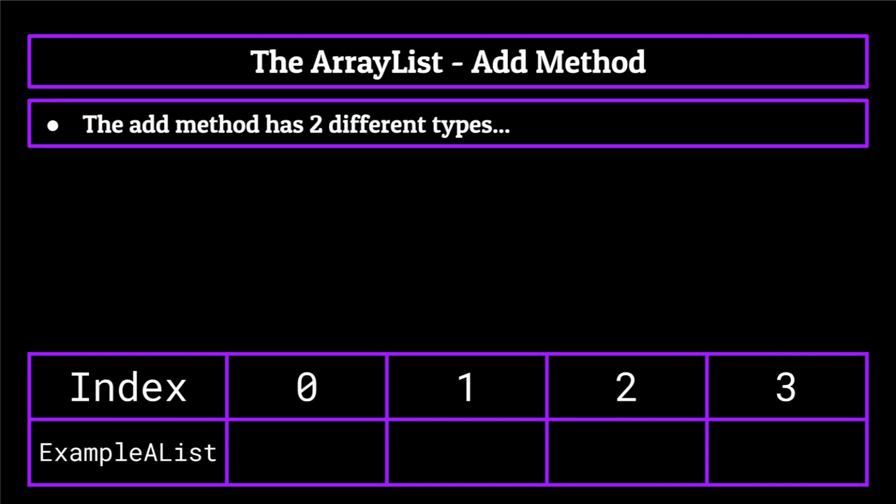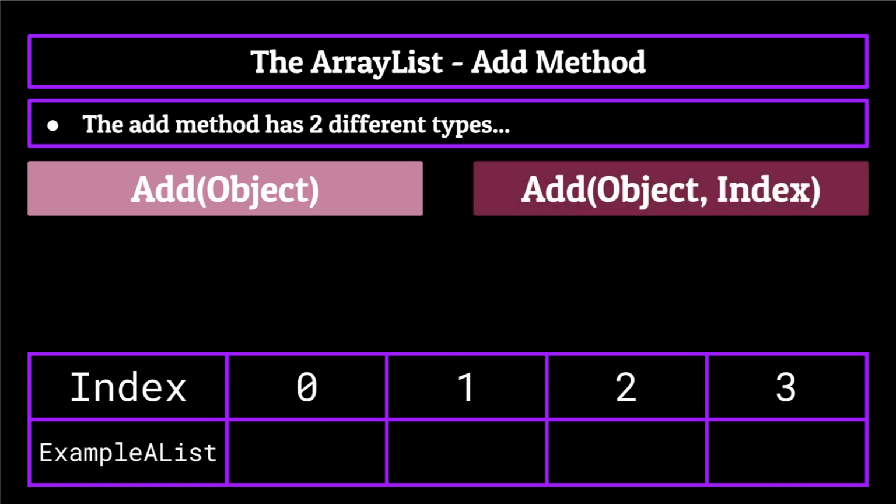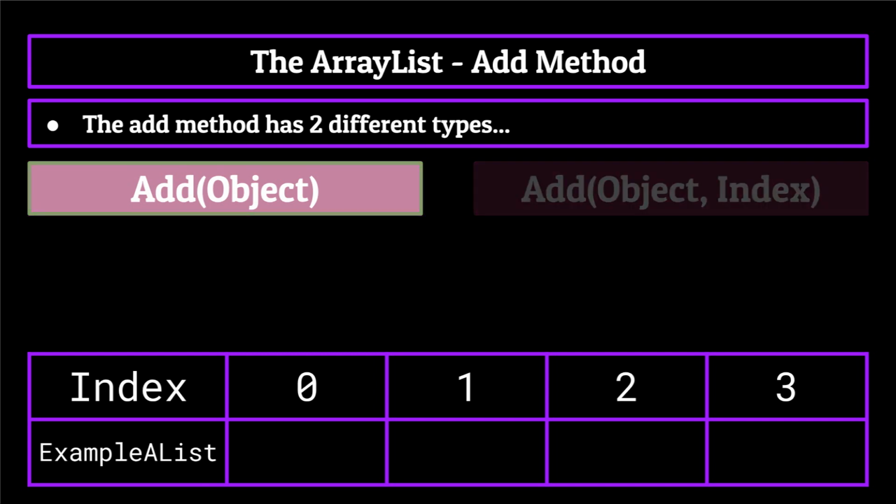Now the add method actually comes in two different types. One which takes in only an object to add to the end of the ArrayList, and one which takes in both an object to add to the ArrayList as well as an index value representing the index to insert the object at. Let's start with the simpler of the two, one which simply takes in an object.